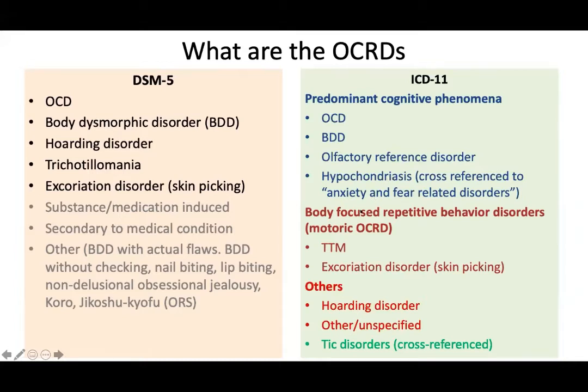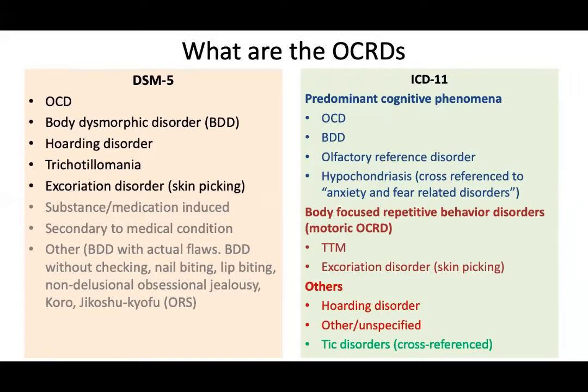And the second category is the motoric OCRDs, which are the body-focused repetitive behaviors, where people have a tendency to manipulate a particular part of their body. Usually it's the skin or the hair, which includes trichotillomania and excoriation disorder. But it also includes other disorders which are not in the main classification, like lip biting, nail biting, and cheek biting.